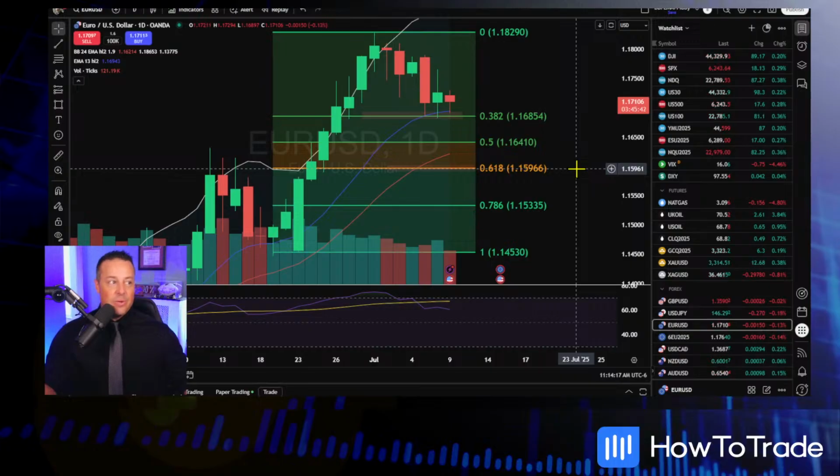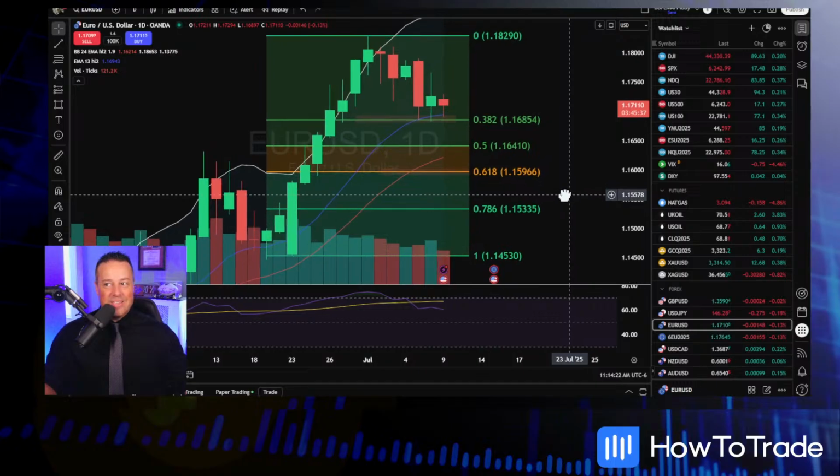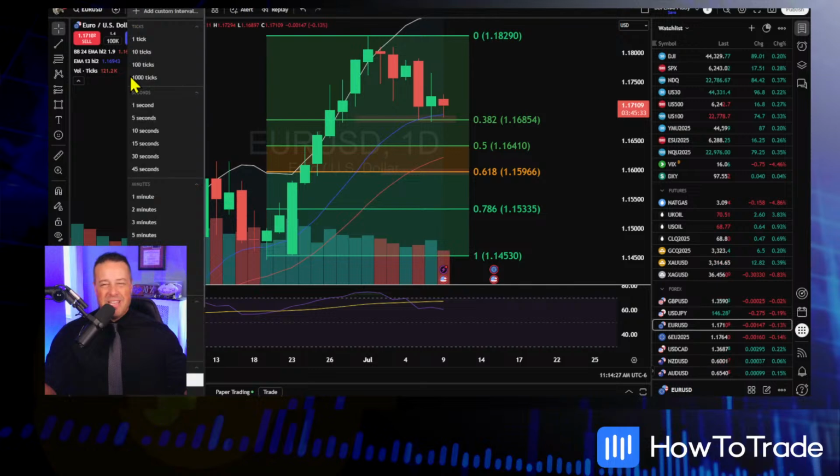115.96-ish. That's a good one for the Euro USD. So I would be very, very careful trading this. If I was short, I would be very careful. This is not a long-term bullish setup. It's an intermediate-term bullish setup.